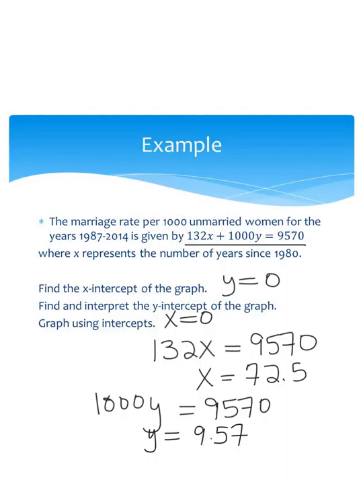So what does that mean? That's where x is 0, and x was the number of years since 1980. So in 1980, the marriage rate per 1,000 women was 9.57.